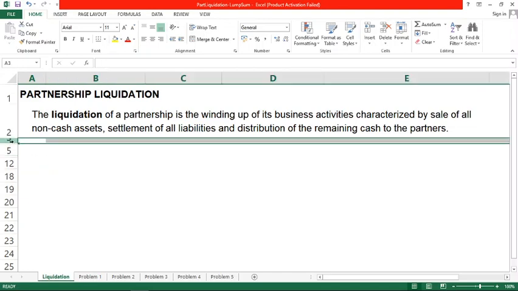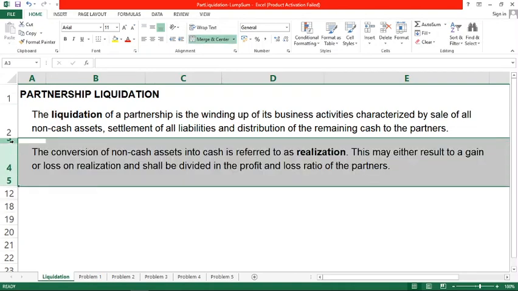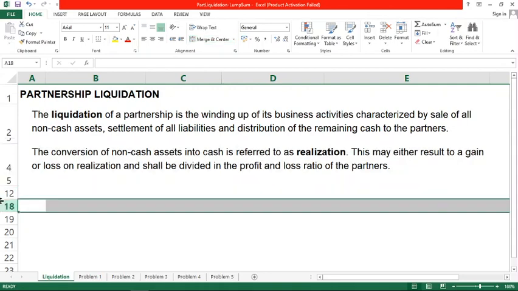So there is another term that we have to learn when we liquidate. This is what we call realization, and this is the conversion of non-cash assets into cash, and this may either result to a gain or a loss on realization, and these gain and loss shall be divided in the profit and loss ratio of the partners.